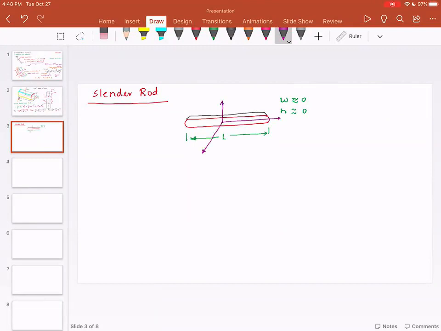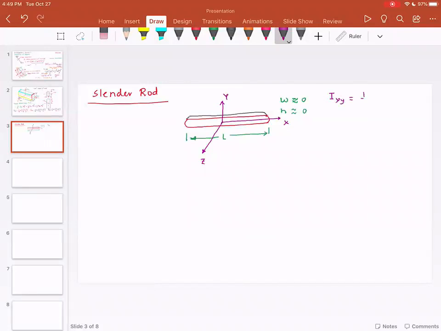So this is the coordinate system. This is X, this is Y, and this is Z. So if you want to find IXX, IYY, and IZZ, you will use the exact same expressions that we derived for the rectangular rod, except you will substitute W equal to zero and H equal to zero in that expression. So what I'm going to do is write these expressions down.